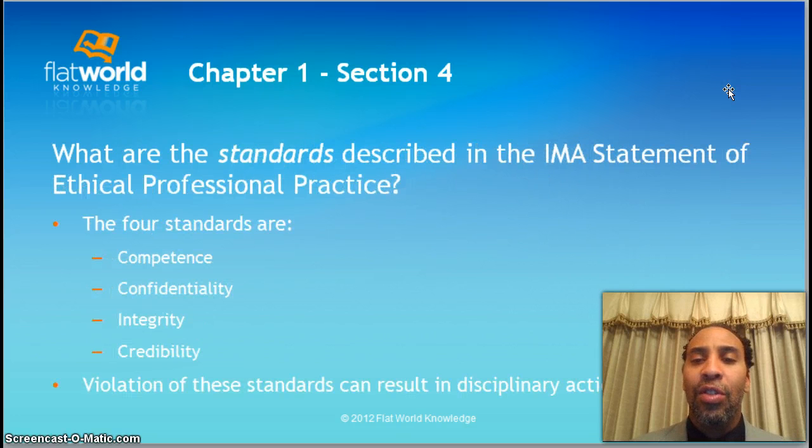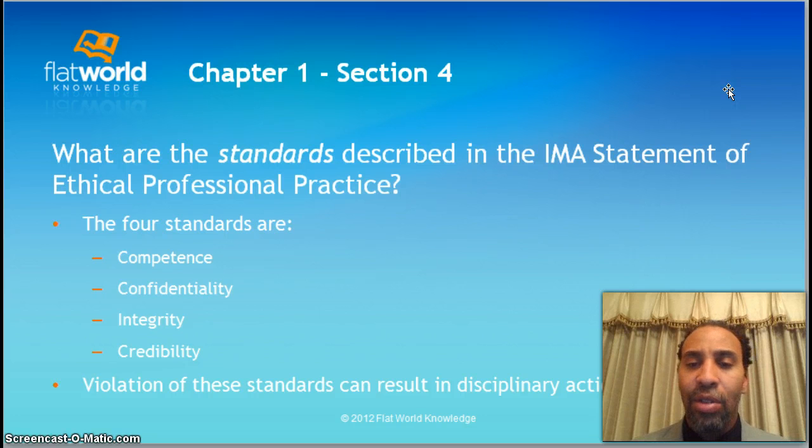What are the standards described in the IMA Statement of Ethical Professional Practice? The four standards are competence, right? Especially if you're somebody in a field like if you're a doctor, if you're a lawyer, if you're an accountant, you need to be competent. You need to know exactly what you're talking about, what you're referring to. Confidentiality. In all three of those as well, you need to be an individual that doesn't really talk about their work with anyone else. You need to keep certain things confidential, have integrity, and have credibility as well.